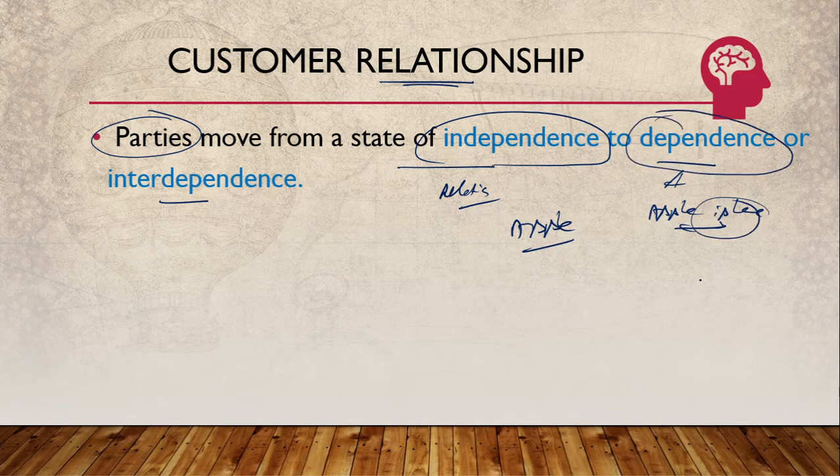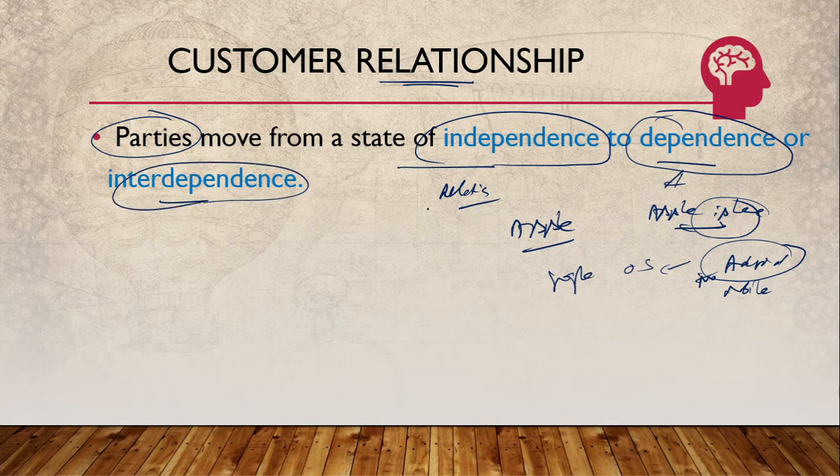Or let's say if I want to purchase some other product, an Android mobile, then I am dependent on the Android OS, which is developed by Google. So that's also a kind of interdependence. Initially they were not in a relationship when they were in a state of independence. So a relationship exists when two parties move from independence to dependency on each other.